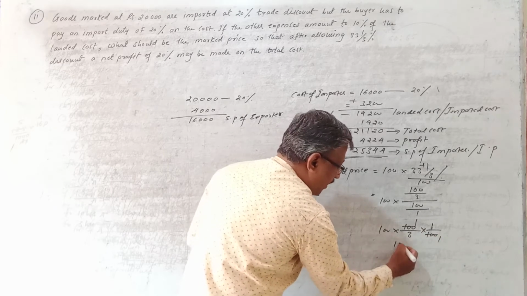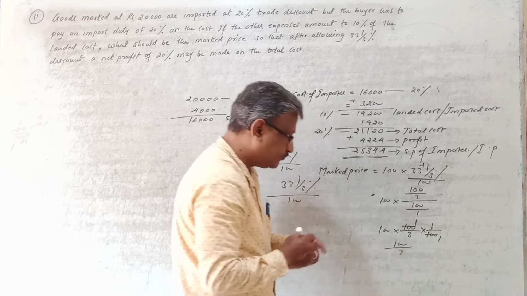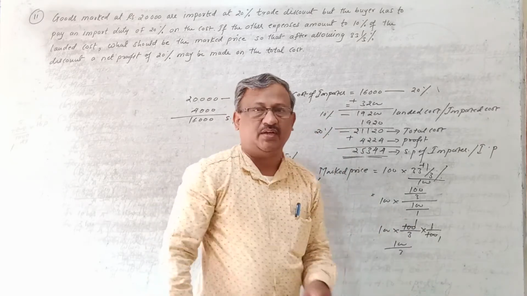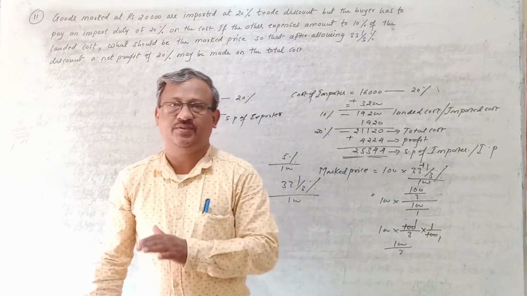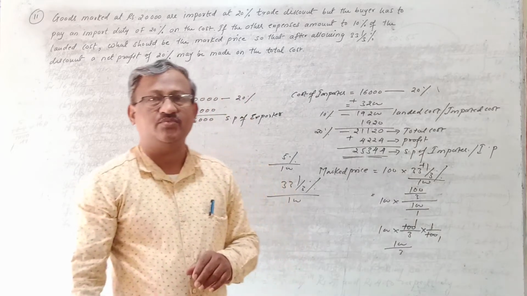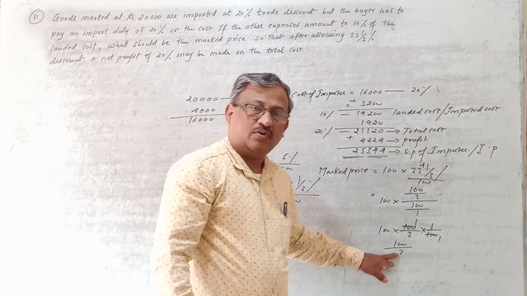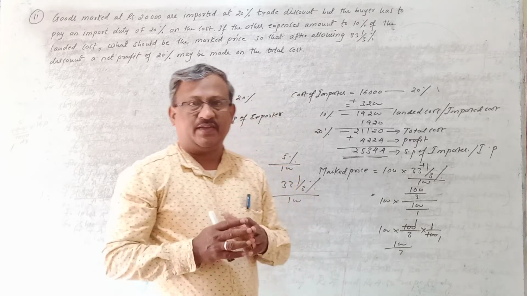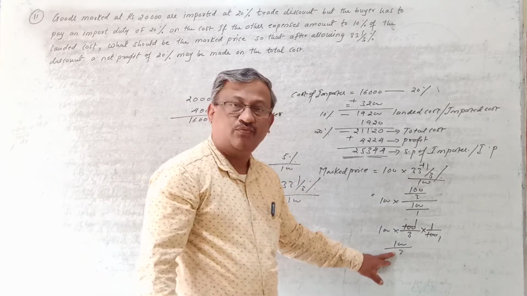So if you divide 100 by this 3, it comes to 33.3333. Means it comes recurring. So there is no end for this calculation. So if you want the exact figure, the exact value, you have to take the full value.